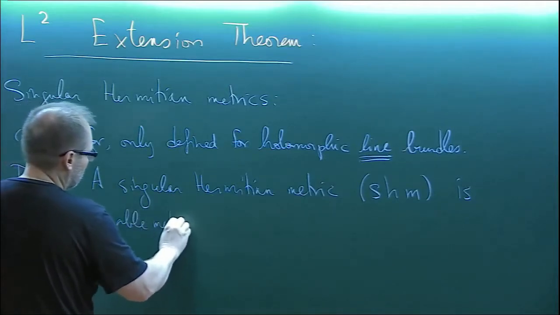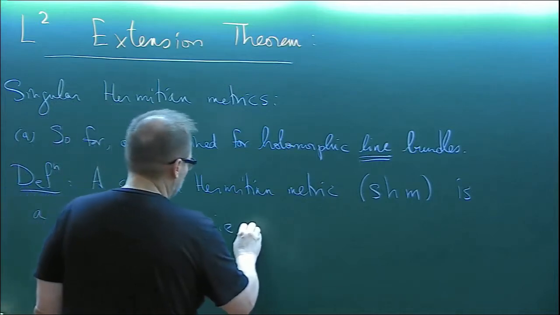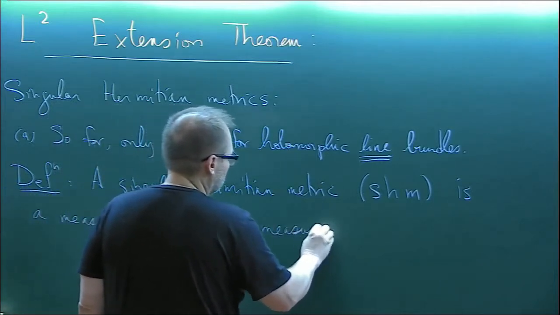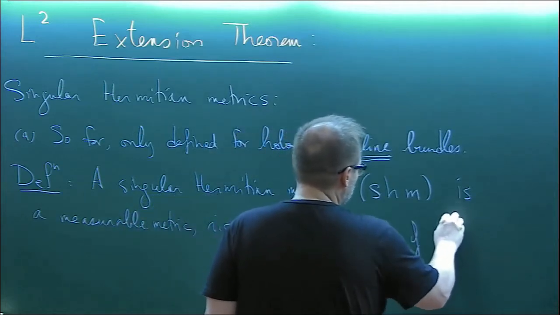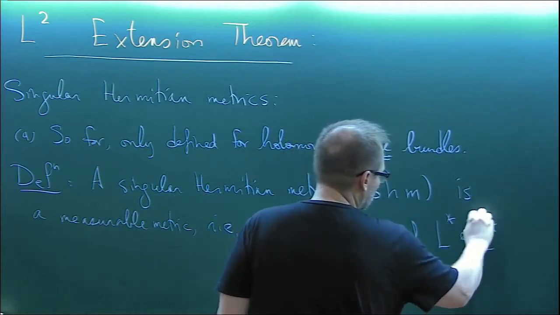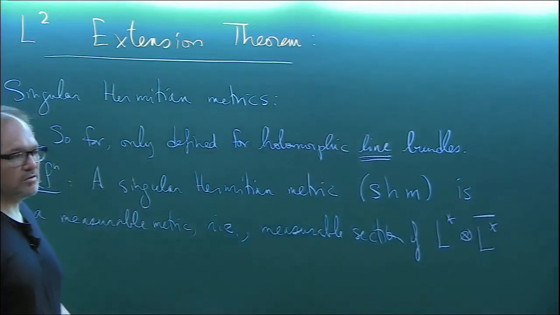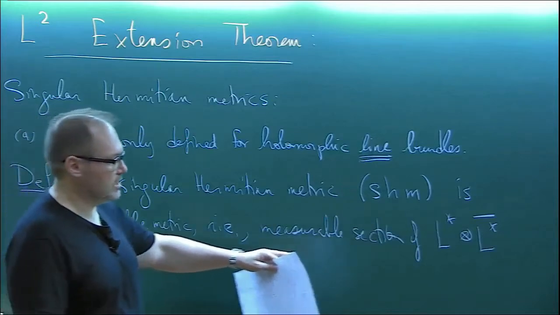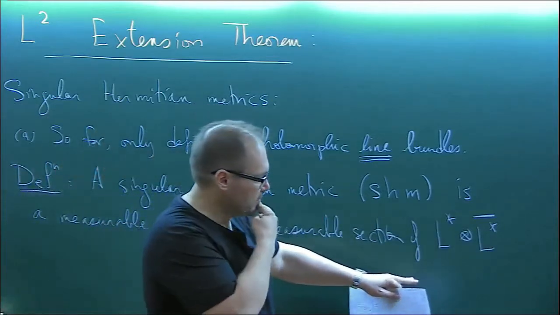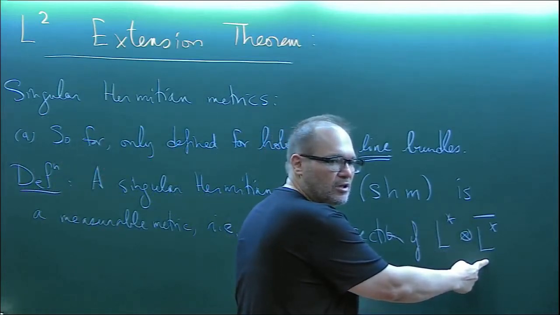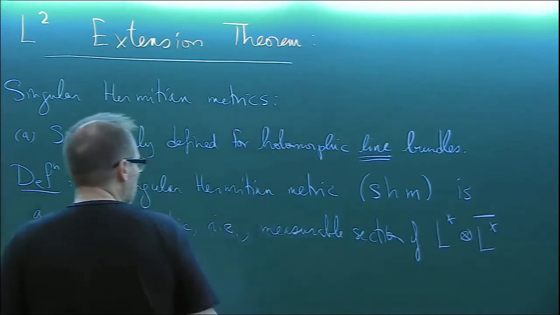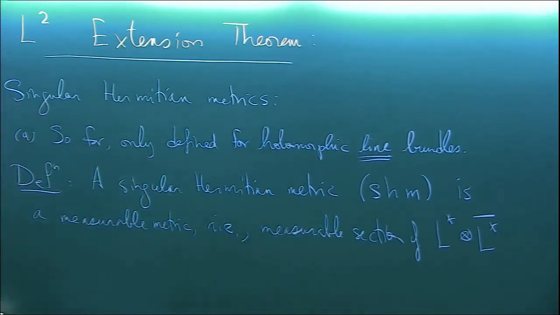What do I mean by that? It's a measurable section of L star tensor L star bar. So we discussed early on how metrics are sections of this bundle because you feed in a vector in L and a conjugate vector in L to this entry. Okay? So you can talk about measurable sections, that's the advantage, but this we can do for a vector bundle as well. The next thing is the important thing.